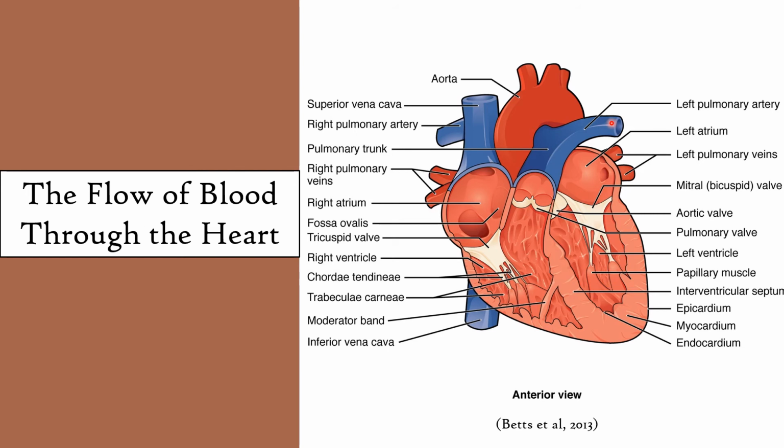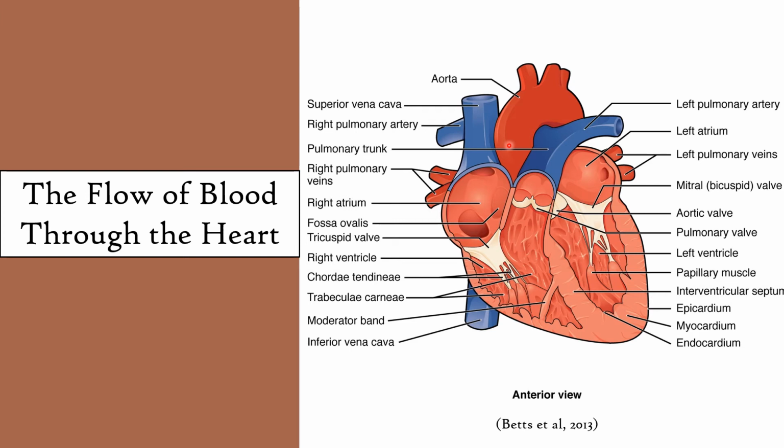In the lungs, the blood receives oxygen and leaves to come back towards the heart, entering through the left pulmonary veins and the right pulmonary veins. The oxygenated blood flows into the left atrium through the mitral valve and into the left ventricle. Here, the blood is pumped through the aortic valve, which is right here, and then flows into the aorta. The aorta carries oxygenated blood to all parts of the body.